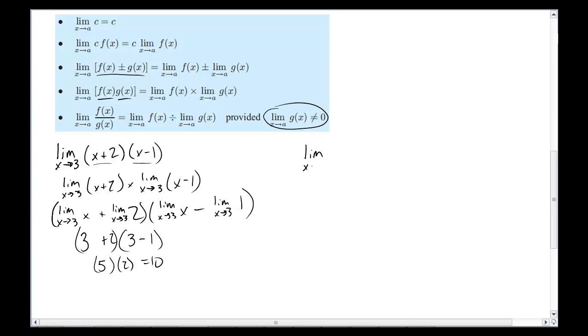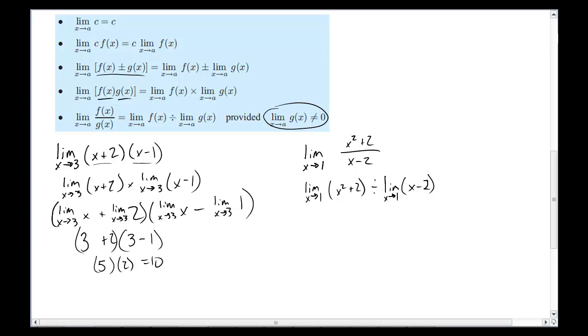So I'm going to write the limit as x approaches 1 of x squared plus 2 over x minus 2. Now to make this one a little bit more interesting, we're going to sing it. So the first thing we're going to do is notice that there's a division here, so we can do f of x divided by g of x. So we rewrite it as the limit as x approaches 1 of x squared plus 2 divided by the limit as x approaches 1 of x minus 2.